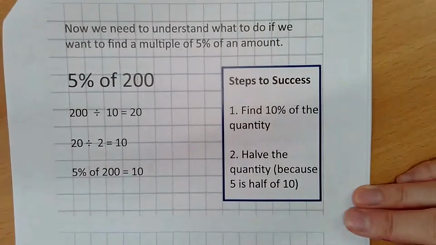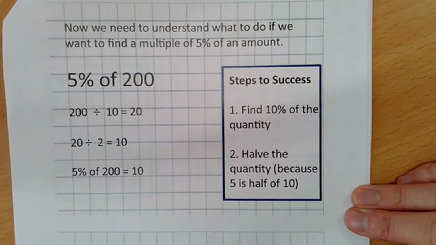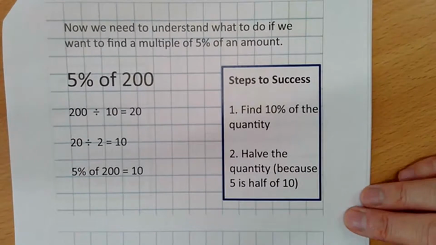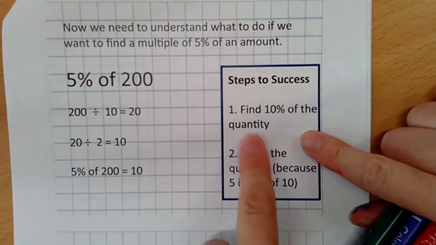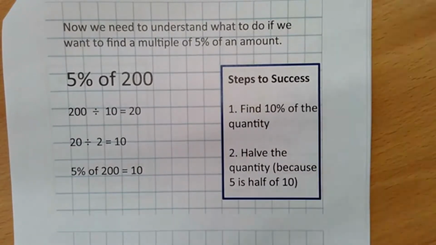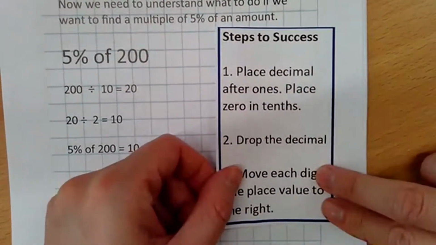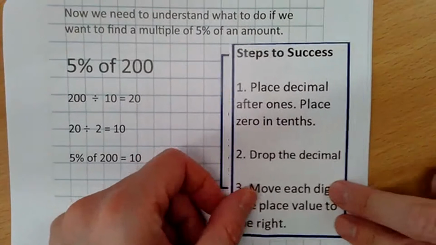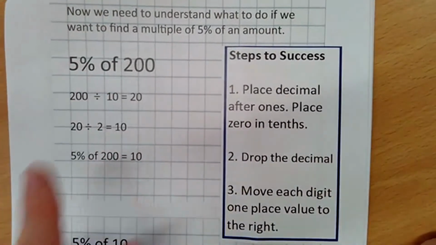So today we need to understand what to do if we want to find a multiple of 5% of an amount. It's really important that you remember how to find 10% of an amount, because we need to do that first. And then we just halve that quantity, because 5 is half of 10. In case you have forgotten how to calculate 10%, here it is. It's quite simple though.